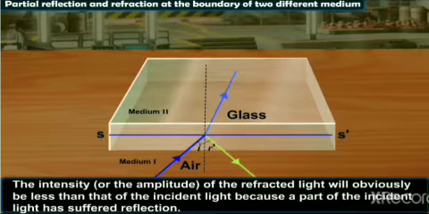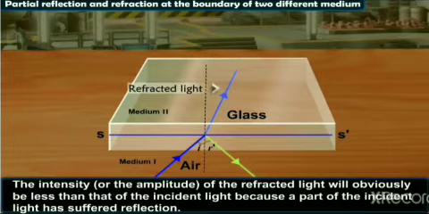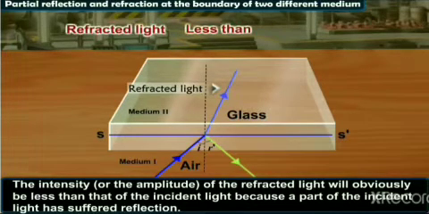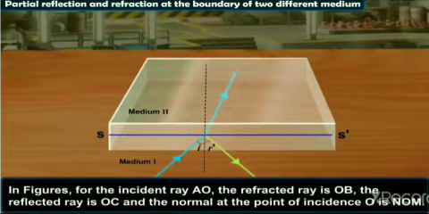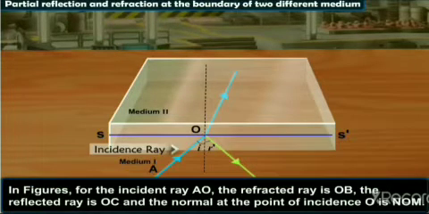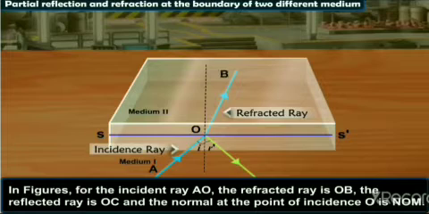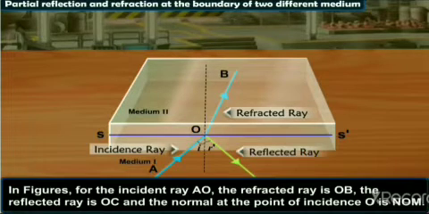The intensity or the amplitude of the refracted light will obviously be less than that of the incident light because a part of the incident light has suffered reflection. In the figure, for the incident ray AO, the refracted ray is OB, the reflected ray is OC, and the normal at the point of incidence O is NOM.